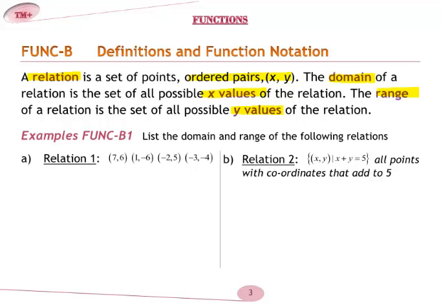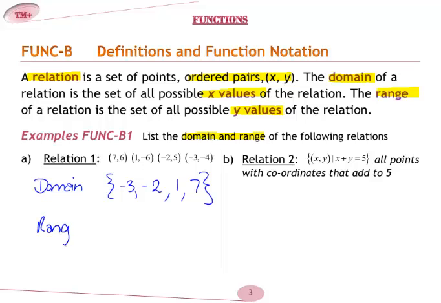So let's look at an example here. List the domain and range of the following relations. Firstly, we have just a set of coordinates. So we've just got 4 points. If we graphed it, we'd just have 4 points on the graph. If we're looking at domain, we're looking at what x can be. In this case, our x values, and we try to put them in order: your lowest one is -3, then you've got -2, then 1, then 7. So they're the possible x values.